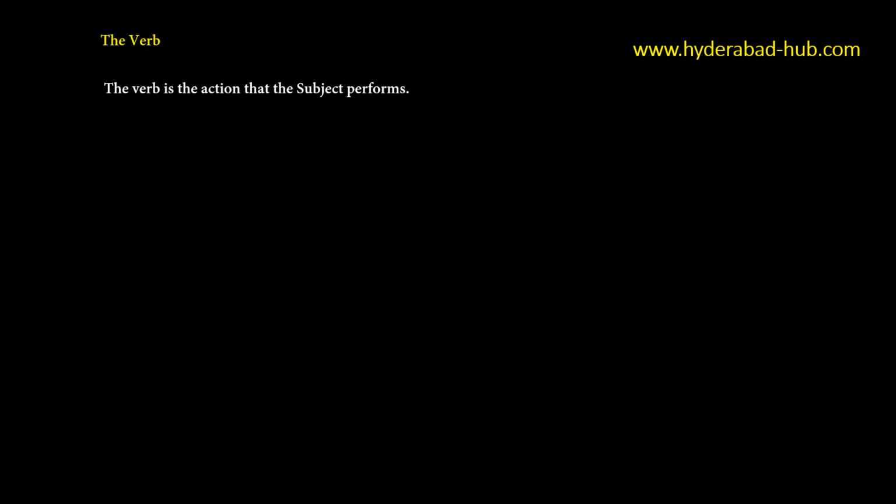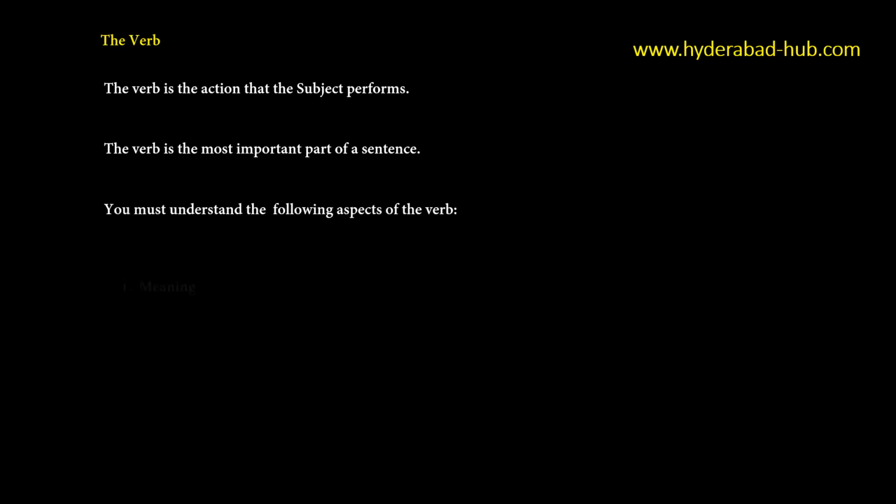The verb. The verb is the action that the subject performs. The verb is the most important part of a sentence. You must understand the following aspects of the verb: the meaning of the verb, the tense of the verb, and the rules governing its use. We will discuss all these aspects of the verb in our coming tutorials.